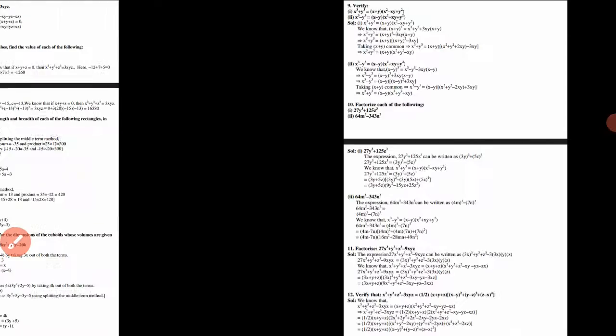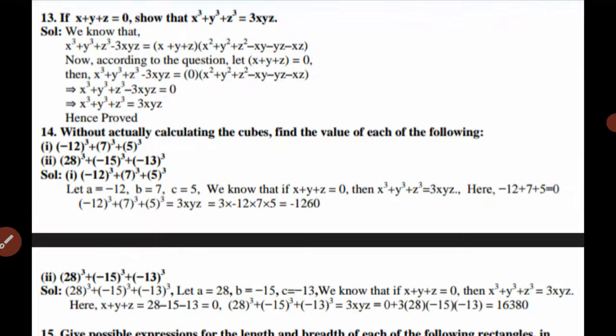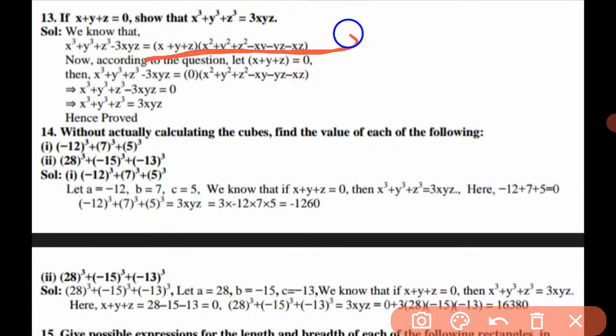Now after this, see the next question, question number 13. In question number 13 we have, if x + y + z equals 0, we have to prove that x³ + y³ + z³ equals 3xyz. Here also we will use the same identity, x³ + y³ + z³ − 3xyz equals this, and x + y + z we will put 0. When we put 0, by multiplying it, it will also equal 0, and here x³ + y³ + z³ − 3xyz equals 0, so x³ + y³ + z³ equals 3xyz. So in this way we can prove it.